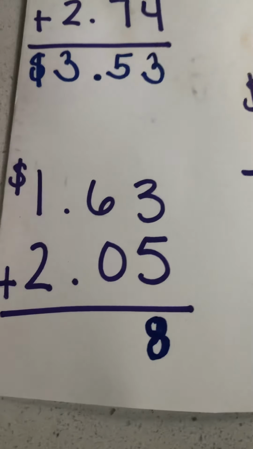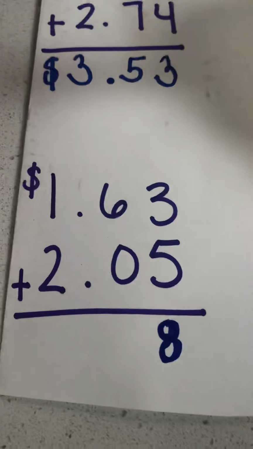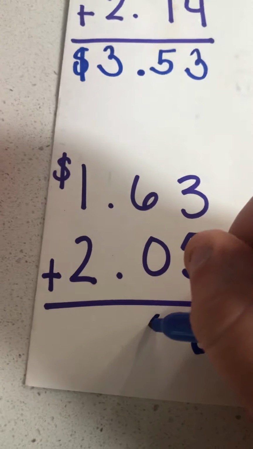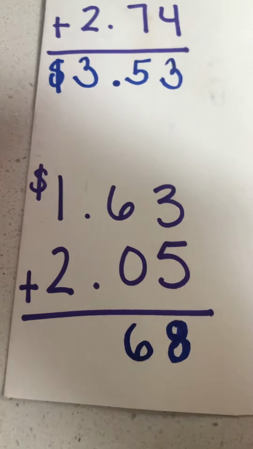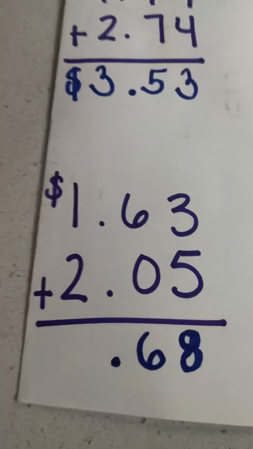We're going to get 8. Then 6 plus 0. Well, we have 6, and we're adding 0 to it. We're going to keep it at 6. So we have that. We're, yes, going to bring down our decimal point.